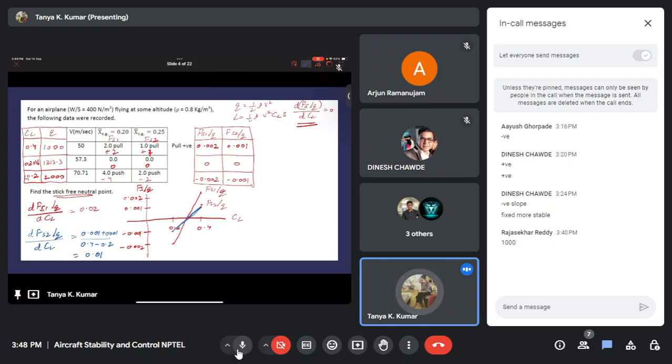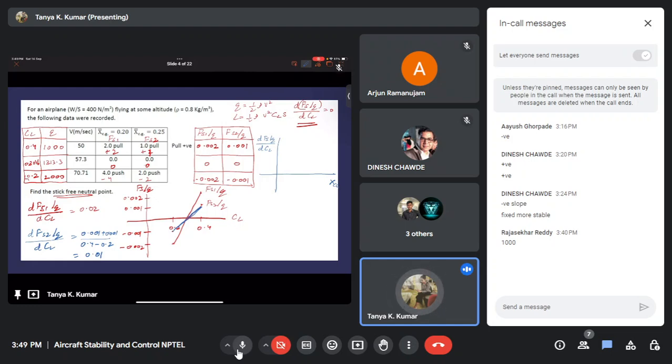Now what we have to do is to plot this with respect to CG. So we need to find the CG location at which dfs by q by dcl becomes 0. Right? So we need to plot that. So this is dfs by q by dcl, and here you have x bar CG. Right? So you plot these two values.